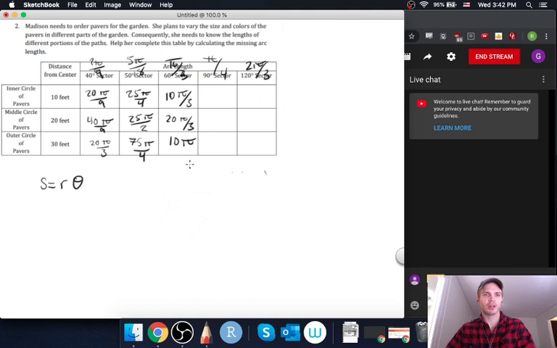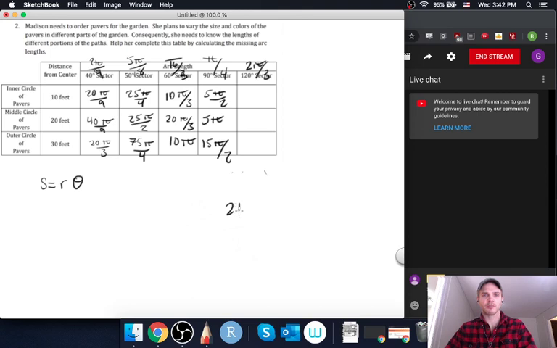Okay, same thing. We've got pi over 4 as our theta now. We're going to go 10 times pi over 4. We get a factor of 2 out of both of these, so this is 5 pi over 2. And then we're going to take 20 as our r. Can get a factor of 4 out of both of these. And then this one's going to be 30 times pi over 4. We can get a factor of 2 out of both of these, and we'll get 15 pi over 2.